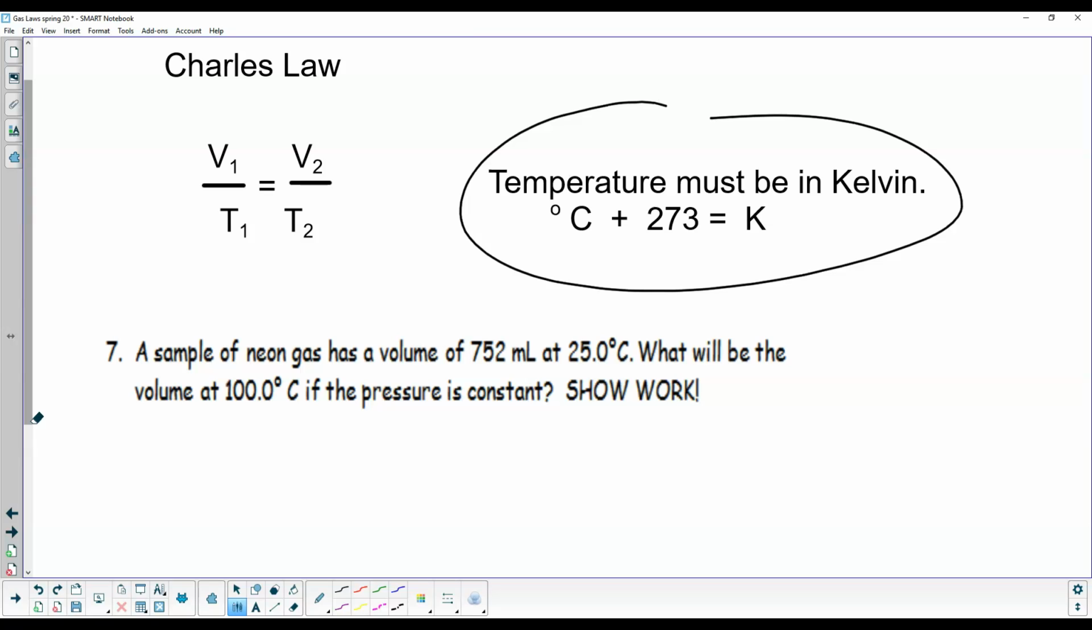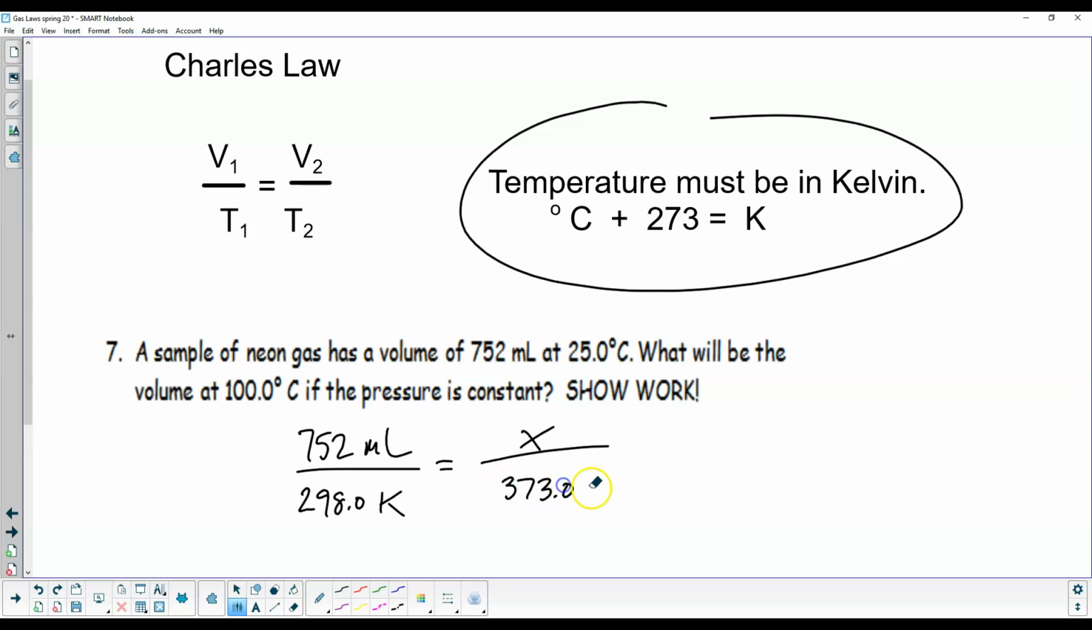So initial volume, 752 mils. Okay, if I add 273 to 25, that's going to be 298. Now you're going to notice I'm going to put 298.0 Kelvin, because here's the deal. If you're accurate to a tenth of a degree Celsius, you're going to be accurate to the same amount in Kelvin because the degree sizes are the exact same. Okay, let's see. And we want to know what the final volume is. We do not know that. And we set it at 100.0 Celsius, so 100 plus 273 is going to be 373.0 Kelvin.